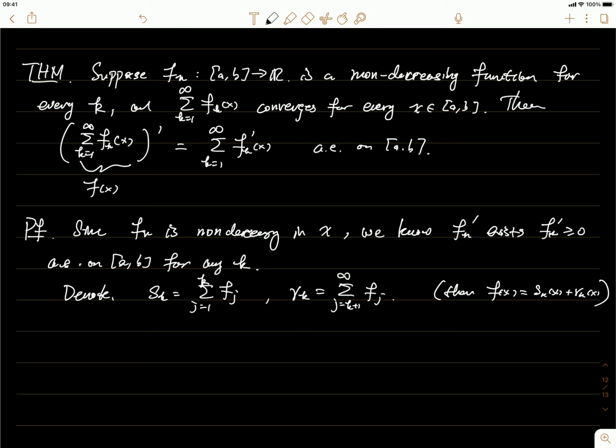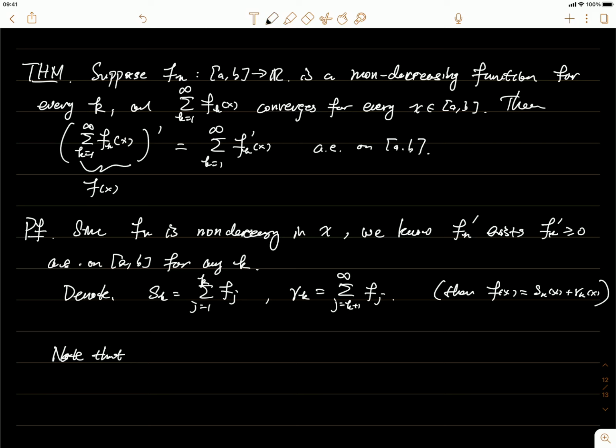But on the other hand, what we want to show is the derivative. By the way, since the f_k's are all non-negative and non-decreasing, each of them is non-decreasing, so if we take the sum, it's still non-decreasing. So s_k is non-decreasing in x, and also r_k is non-decreasing in x as well. According to the Lebesgue theorem above, both of them are differentiable almost everywhere, and the derivative of each of them is greater than or equal to 0 almost everywhere as well.